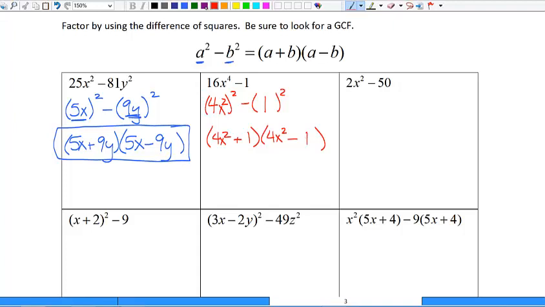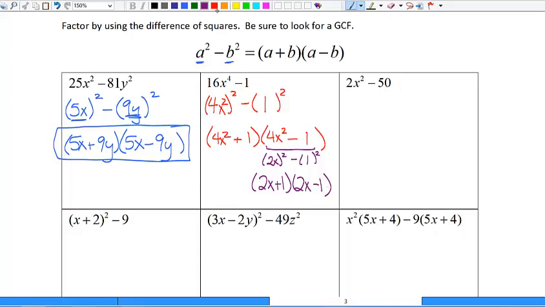But this problem is not quite done, and the reason it's not quite done is because the second parentheses is another difference of 2 squares. 4x squared is a perfect square, that's 2x times itself, 2x. 1 is a perfect square, that's 1 squared. So the second term can actually be factored into 2x plus 1, 2x minus 1.